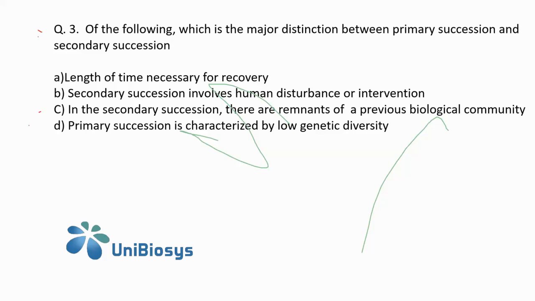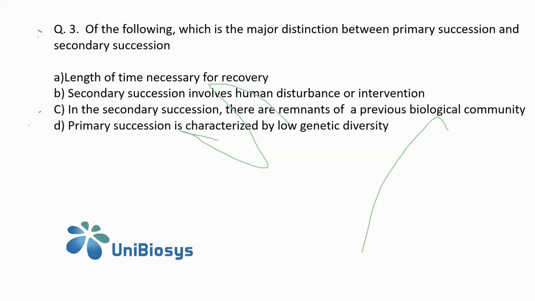Okay. Second, B. Secondary succession involves human disturbance or intervention. No, it can be flood, fire, or that kind of thing. In secondary succession, there are remnants of the previous biological community. Is it correct? Yes, correct. The previous biological community was existing and then destroyed, so they will be easily established. So C is the correct option.